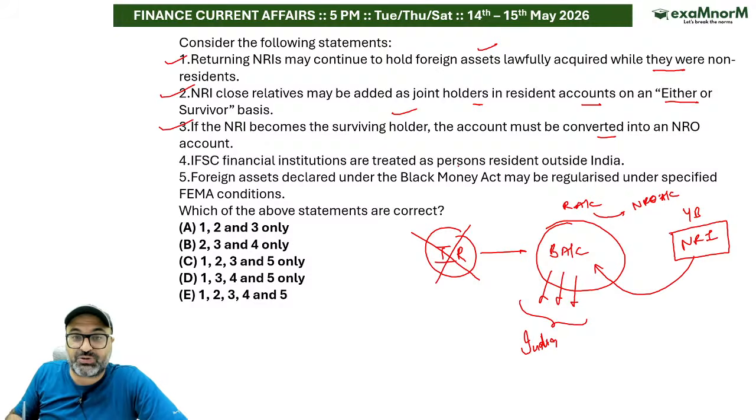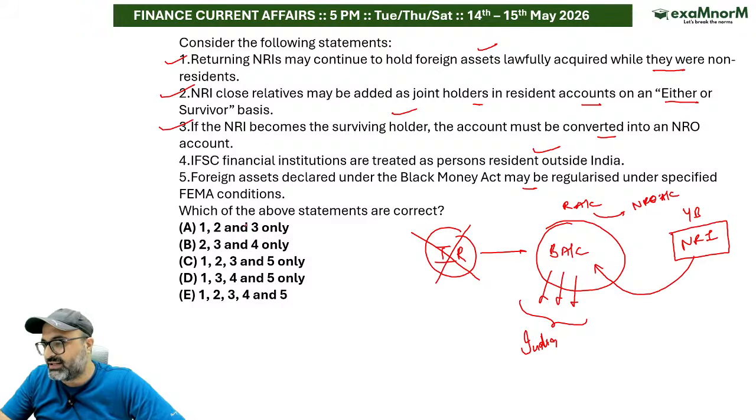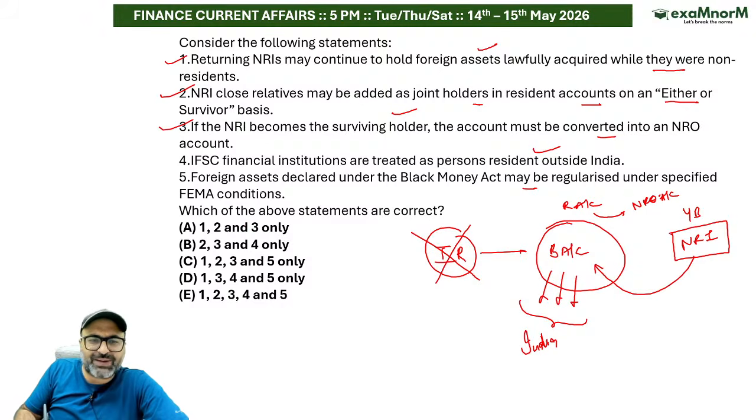IFSC financial institutions are treated as person resident outside India, that is correct. Foreign assets declared under Black Money Act may be regularized under the specified FEMA conditions. This is absolutely correct.